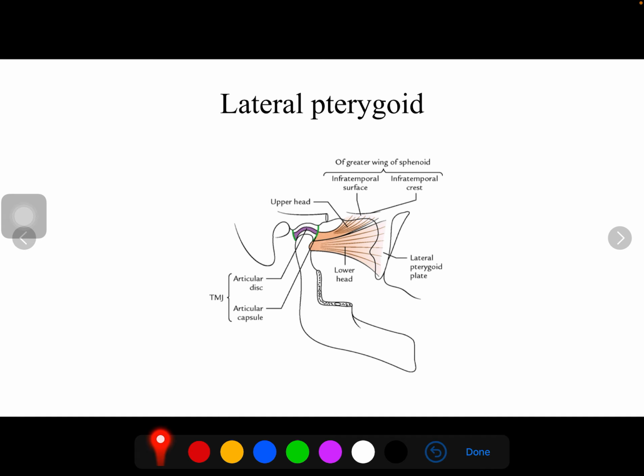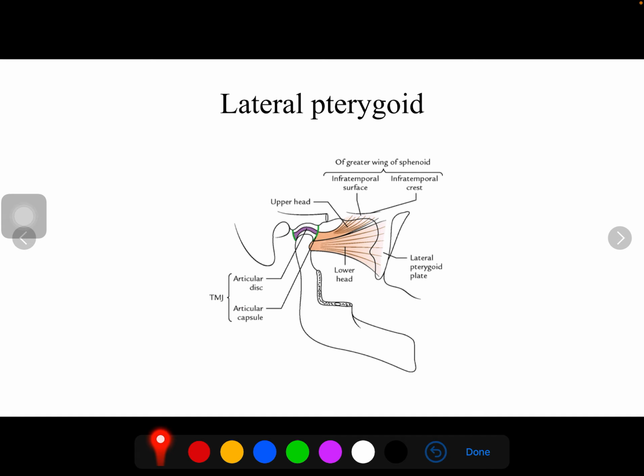Then nerve supply. The lateral pterygoid muscle is supplied by nerve to lateral pterygoid, that is an anterior division of mandibular nerve. Then action. The most important action of the lateral pterygoid muscle of the 2 sides is the depression of mandible that causes the opening of mouth. The protrusion is by simultaneous action of lateral and medial pterygoid of both sides.